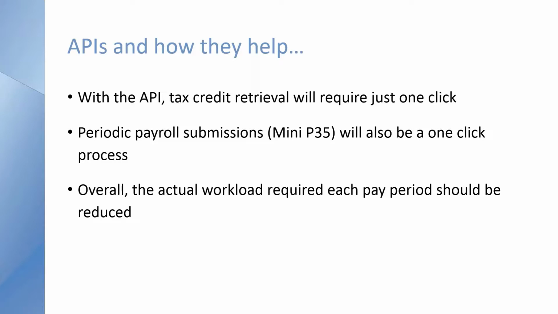Similarly, with the periodic payroll submission, or our mini P35, the actual transfer of this data to revenue will also be a one-click process. So because of the APIs for the RPN retrievals and file submissions, the actual work required each pay period should be less than it is at present. So the main message here is that if you are a normal by-the-book employer who pays your staff using payroll software, the new system in 2019 should bring you time savings and a much more fluid experience each pay period.